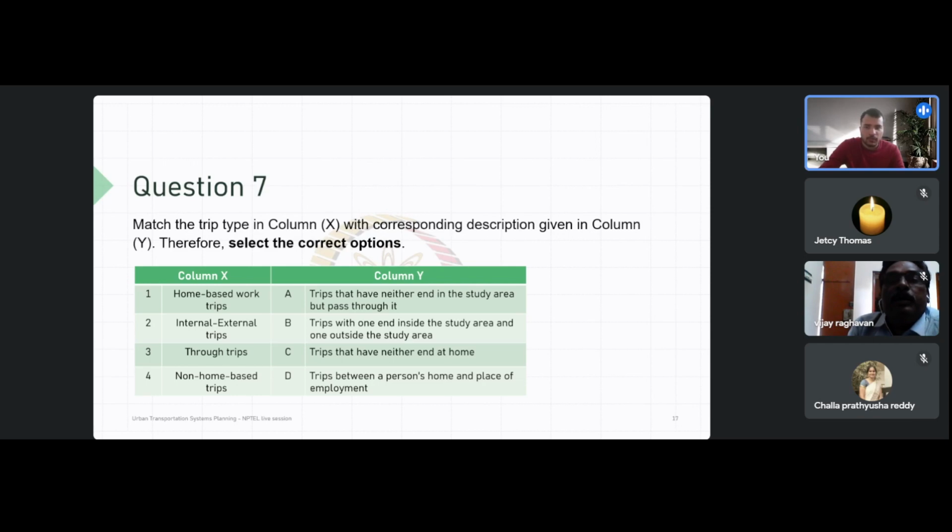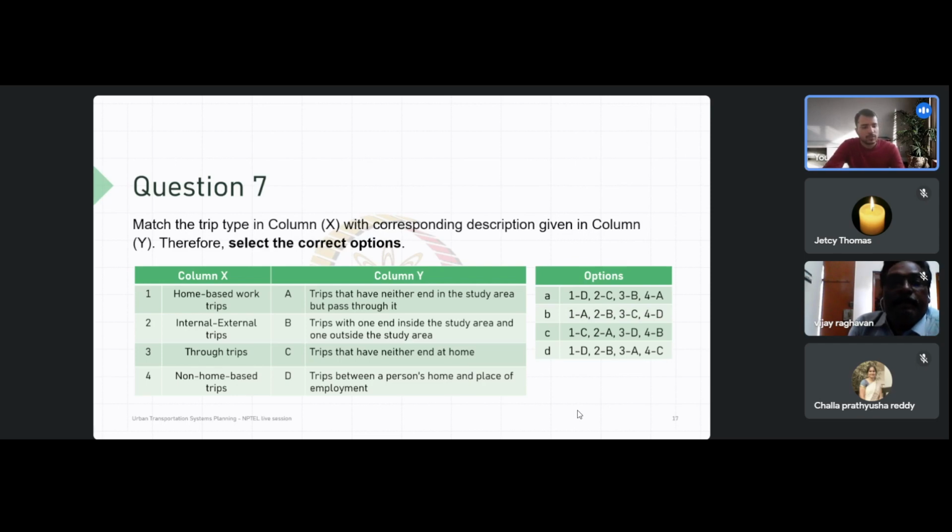So column X and column Y we have. In the first column we have home-based work trips, internal external trips, through trips, and non-home based trips. In the second column we have: trips that have neither end in the study area but pass through it; trips with one end inside the study area and one outside; trips that have neither end at home; trip between a person's home and place of employment. So the options have been given here.